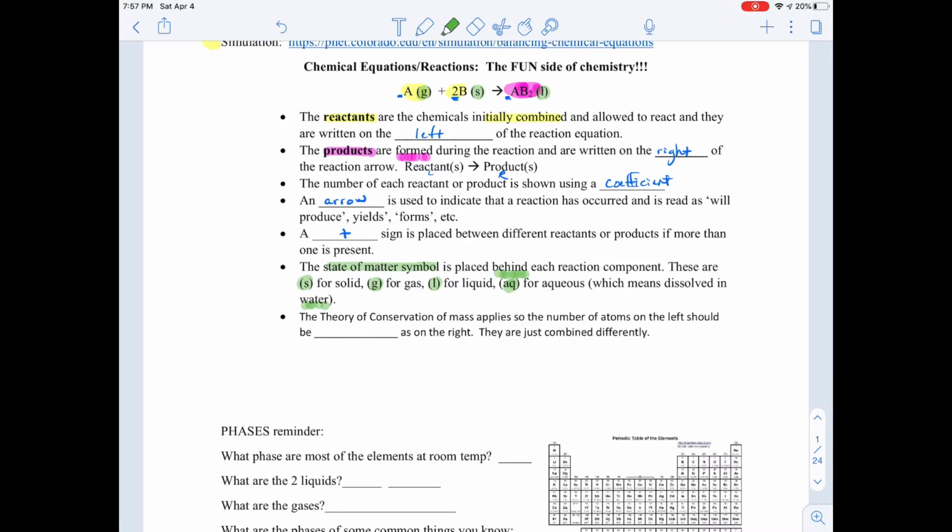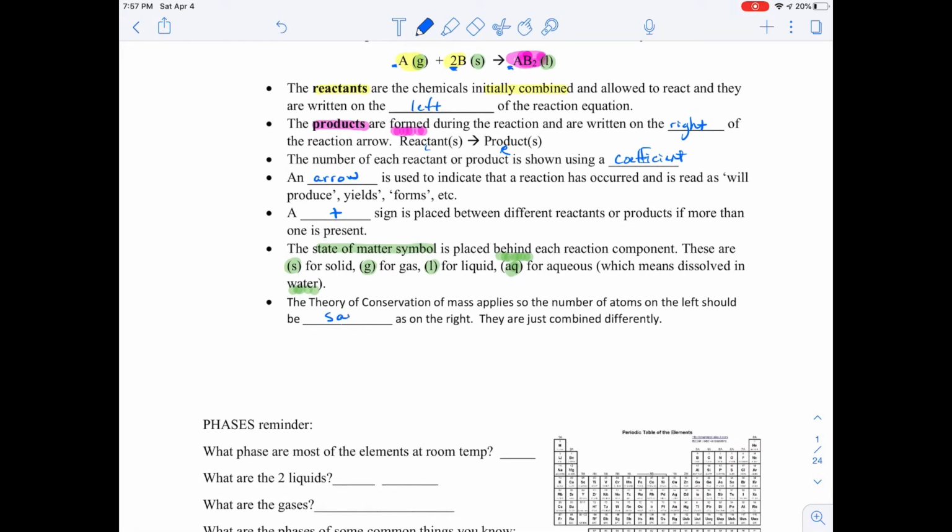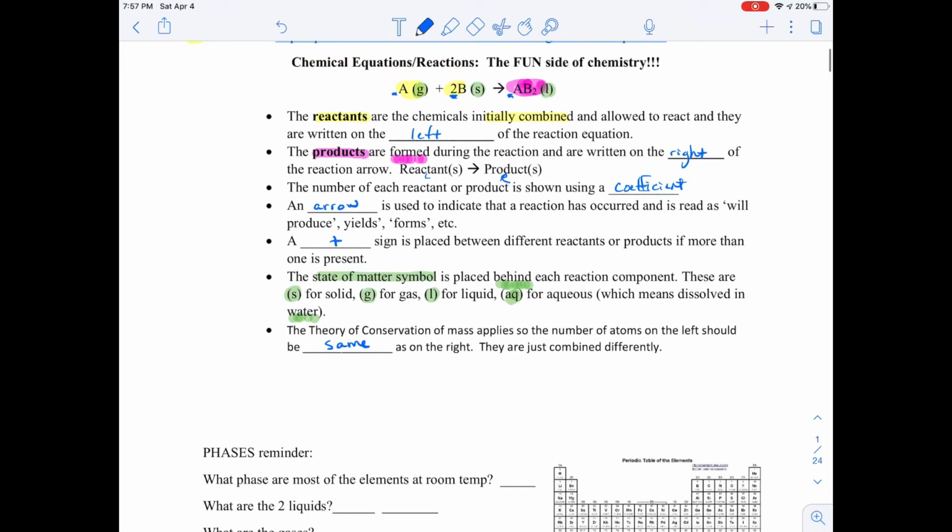And the law of conservation of mass applies so that the number of the atoms on the left should be the same as on the right. They're just combined differently. So notice on the left, there's one A right there, and there's two B's, and then on the right, I have a total of one A and two B's. I don't lose any atoms. You can't just make atoms disappear. So that all has to add up the same.